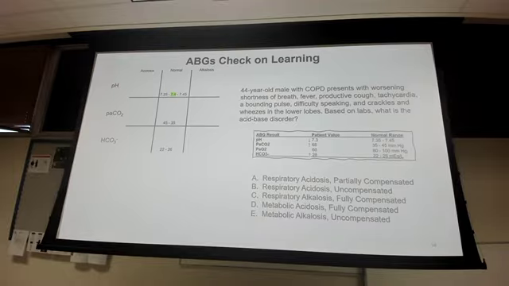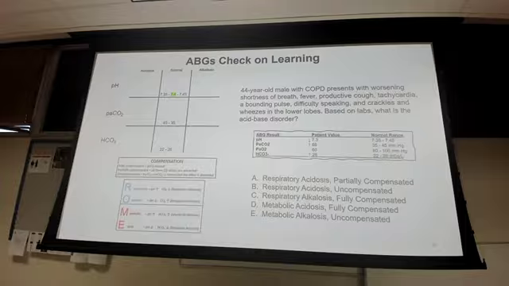Okay, so that pH is normal. Okay, acidosis, alkalosis, and respiratory acidosis partially compensated. Okay, that's how it's going to be presented to you in the scenario, all on the test. All right.